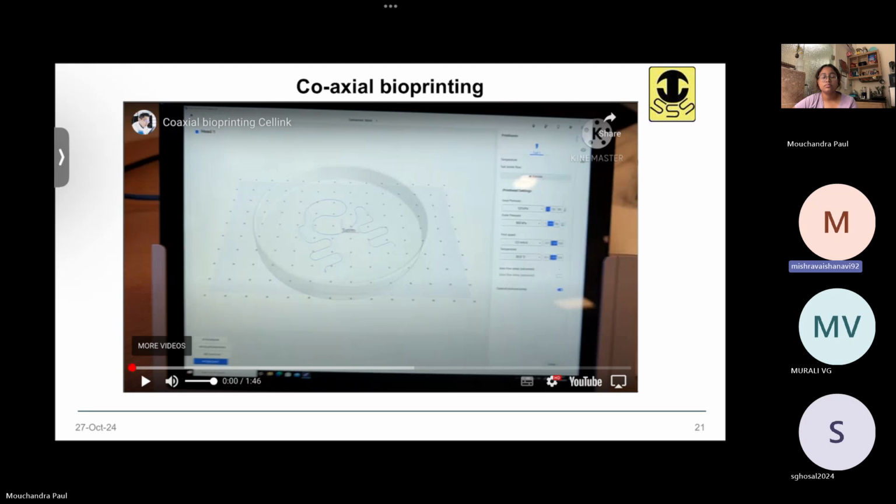Ma'am, the pink needle is inside the blue needle. That is why it is printing like that. Yes, that's the configuration, coaxial configuration.